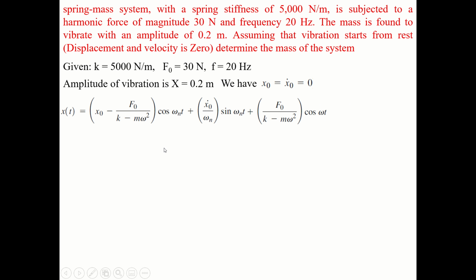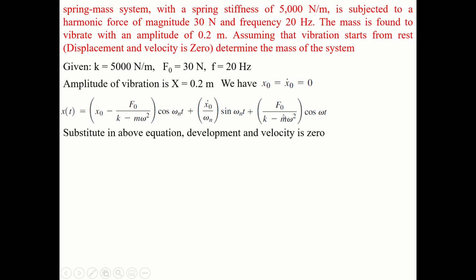Now we have to find out the mass of the system. How to find the mass? Substitute the given assumption into the above equation. What is the given assumption? The displacement and velocity are both zero at the initial condition. Now substitute x naught, that is zero, so this term becomes zero and the other term remains the same. Next, x naught dot is zero, so this entire term becomes zero and is eliminated from the equation. The last term remains as it is.